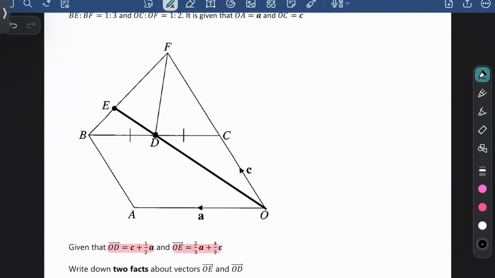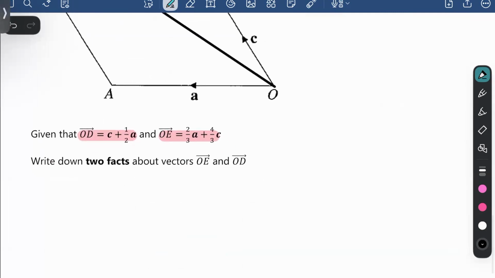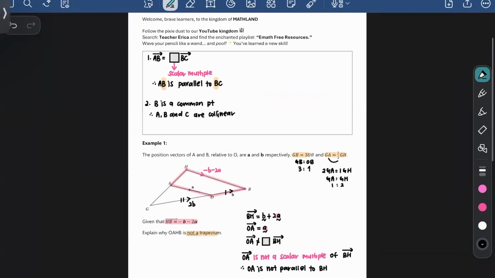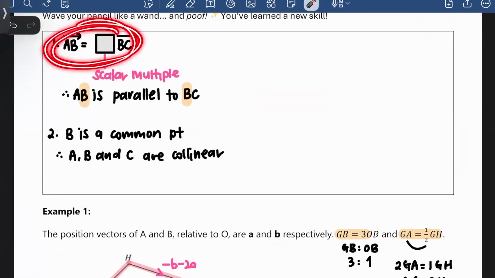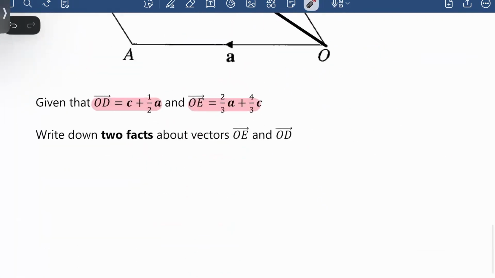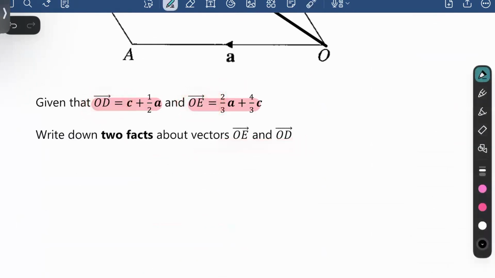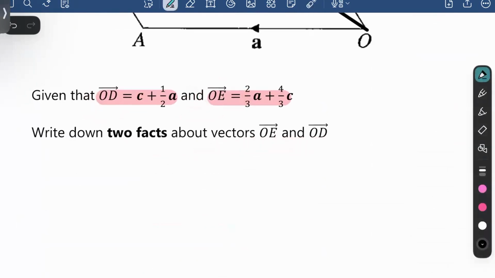So what are the two facts? State that they are parallel first, then state that they are collinear. How do I do that? I'm going to peel out the vectors, because eventually you must remember what we want to show. We want to show the scalar thing here. So I'm going to do OE and OD. I gave it to you already. Let me just write down OD first. Can I put A first? So that it's easier. So this is OD, half A plus C equals, I'm going to put a bracket like that.